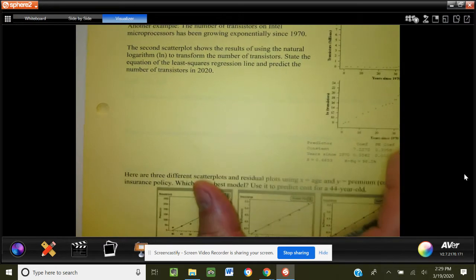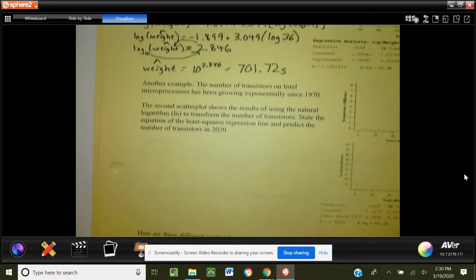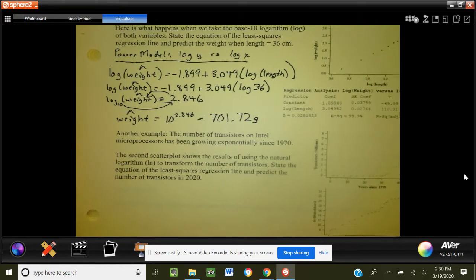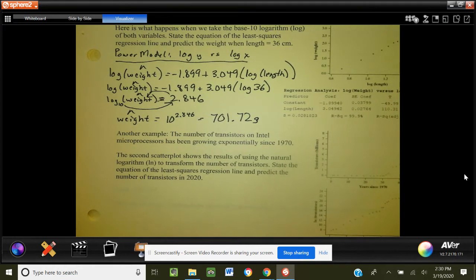Notice as our coefficient of determination, our r-squared value, has gotten higher, so has our prediction. All right. So I would be most confident in this prediction of 701.72 grams for an Atlantic Ocean rockfish that is 36 centimeters long. Okay. So that's power models. And that's a great way to do transformations for power models.